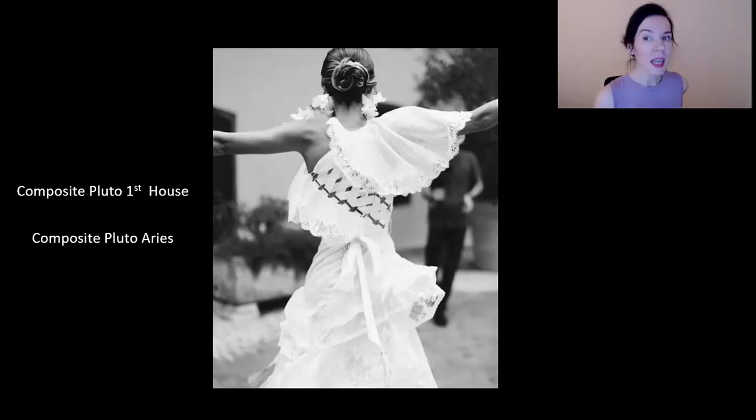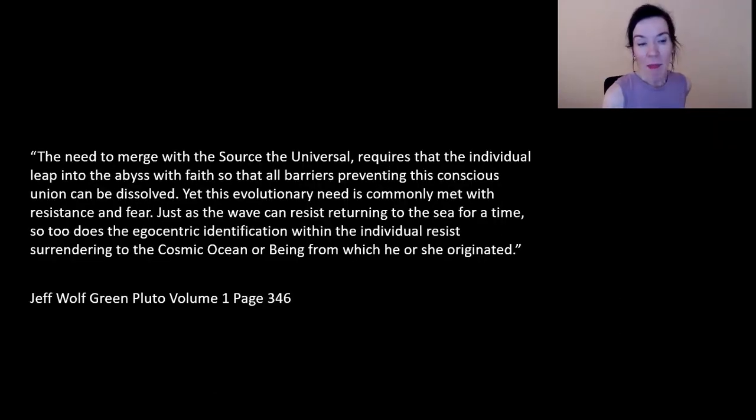Okay, the next slide is something that Jeff Wolf Green says in Pluto Volume 1, page 346. So you can also get Pluto Volume 1 and Pluto Volume 2 to understand your astrology, evolutionary astrology. He says here, the need to merge with the source, the universal, requires that the individual leaps into the abyss with faith so that all barriers preventing this conscious union can be dissolved.